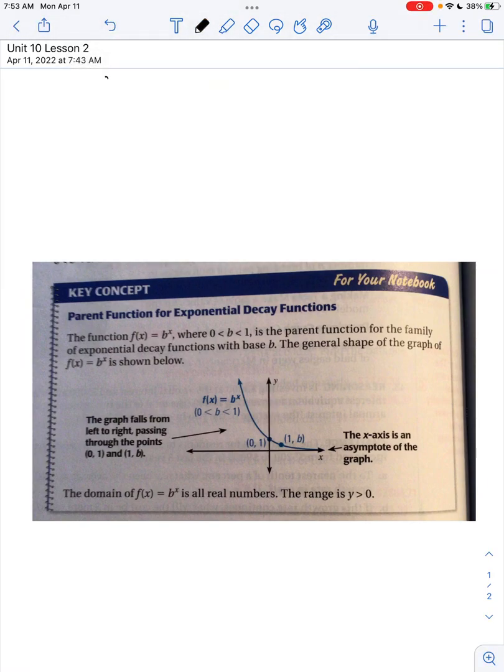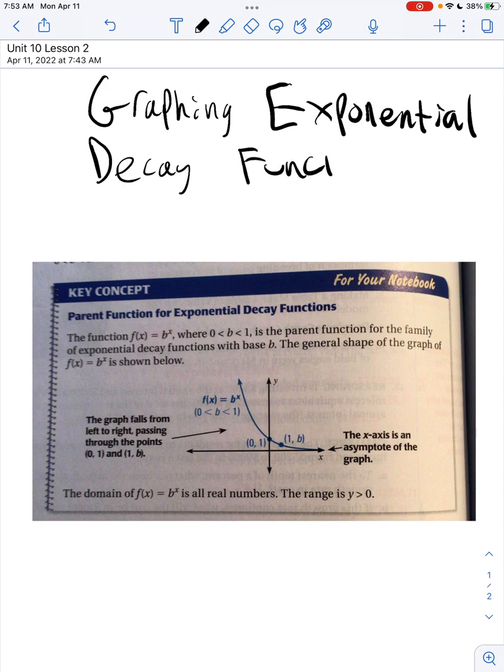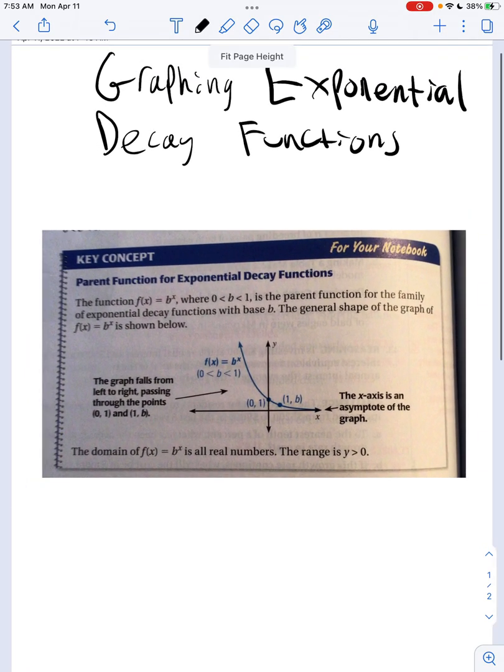Okay, next lesson is very similar to our previous lesson. We are going to be graphing exponential decay functions this time. So instead of growth, we're going to be focusing on decay functions, which, as the name kind of suggests, just means that the function's getting smaller rather than bigger. So this is kind of how our parent function looks.